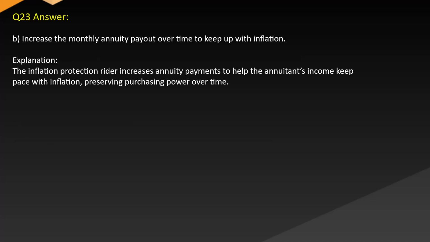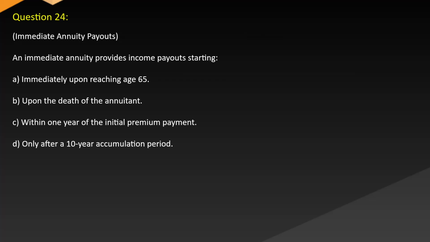Answer: B. Increase the monthly annuity payout over time to keep up with inflation. Explanation: The inflation protection rider increases annuity payments to help the annuitant's income keep pace with inflation, preserving purchasing power over time.